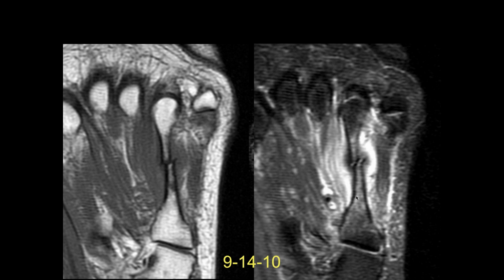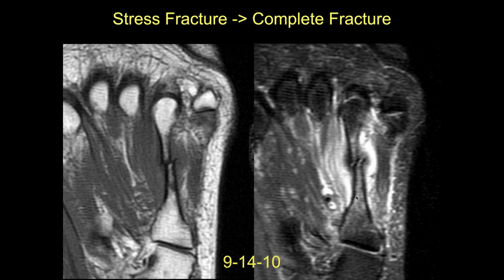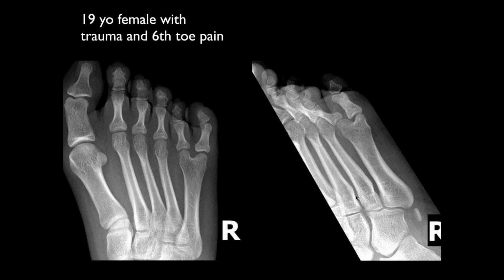Metatarsals in this area and proximal to it are very difficult to heal if you're not careful with what you're doing, especially the fifth one. But the fourth is also at risk. Good. Okay.